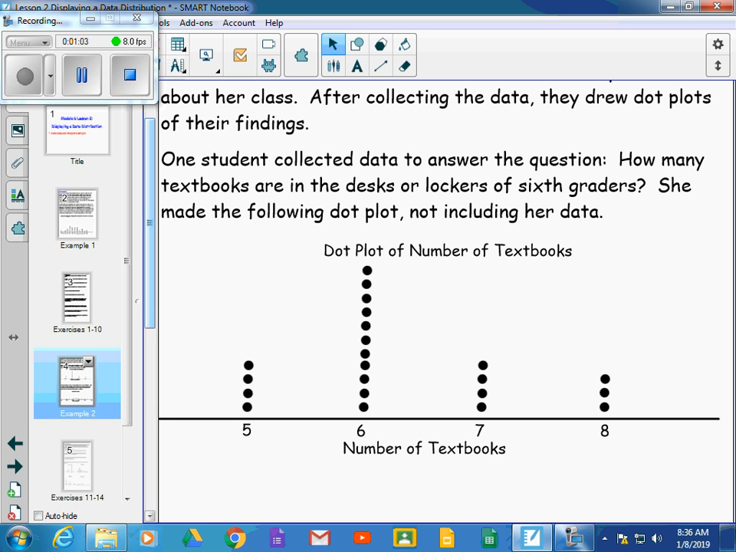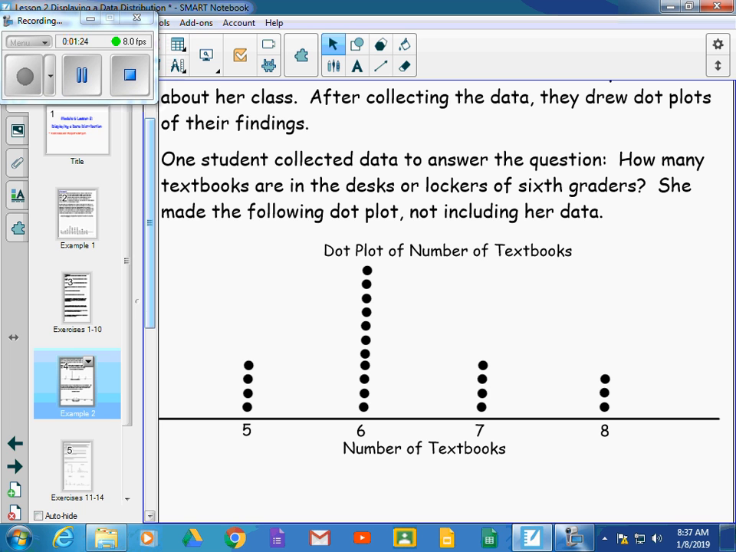We can also see that since they're in the same grade, we would expect that most of the kids have about the same amount of books. And we can see that these 6th graders have between 5 and 8 books. Perhaps maybe some 6th graders take more classes than others. Maybe some 6th graders have reading books in their lockers or their desks. But we would expect them all to have approximately the same amount.